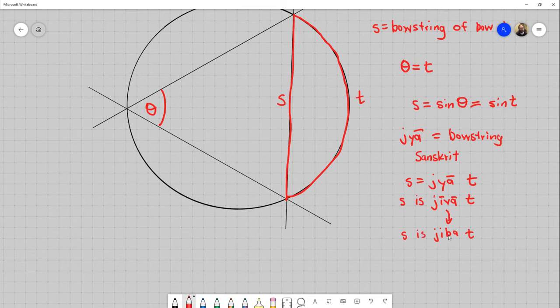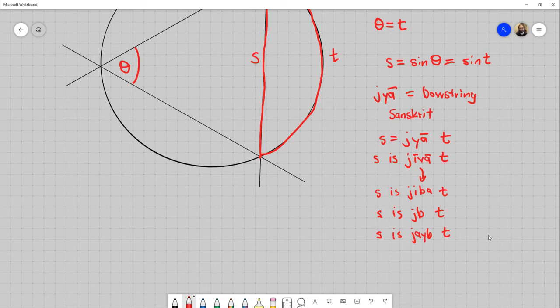And now maybe it no longer means bowstring. At some point in time, that got shortened. S is jb t. They got lazy like most mathematicians and started cutting out letters. And then someone later came along and said, wait a minute, what does jb mean? I guess there's another Arabic word, jayb. S is jayb t, where the Arabic word jayb translates into something roughly like fold or bosom.